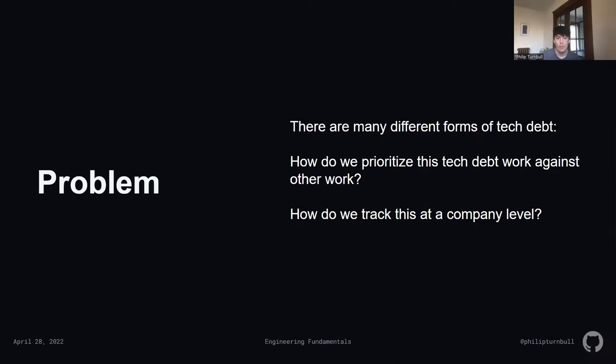As we have different stakeholders wanting to track different metrics relating to tech debt, how do we avoid siloing various metrics in different systems? Instead, how do we easily track all forms of traditional and security tech debt at a company level that is visible to the whole company? So that's the problem statement. And throughout this talk, I'm going to use a concrete example of outdated dependencies. This is something my team has been driving for the past year through the fundamentals program, and we've learned a few interesting things over the year.